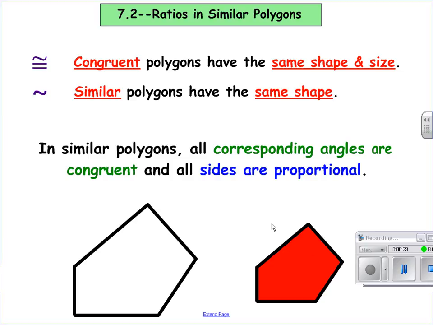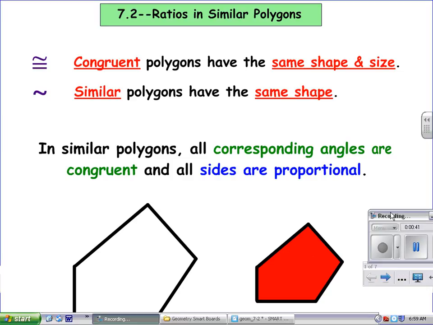All the corresponding angles are congruent, and the sides are proportional. In other words, they all have the same ratio. Okay, so that's what you'll be able to do here at the end of the lesson. All right, so let's go ahead and move forward here.